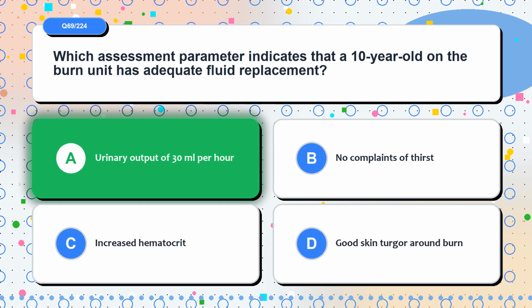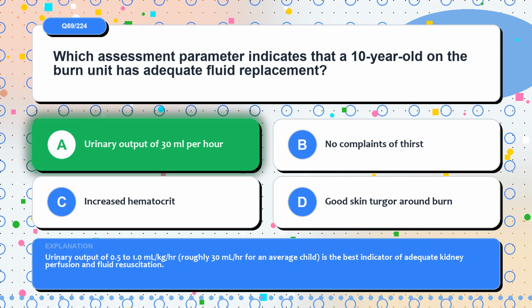The correct answer is option A, urinary output of 30 ml per hour. Urinary output of 0.5 to 1.0 ml/kg/hr, roughly 30 ml/hr for an average child, is the best indicator of adequate kidney perfusion and fluid resuscitation.